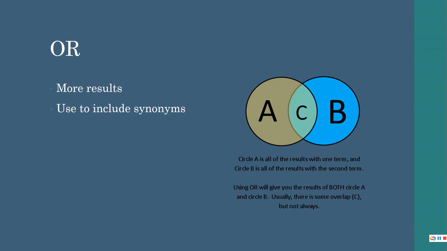The picture illustrates what using or does to your search. Circle A is all the results with one term, and Circle B is all the results with the second term. Using or will give you the results of both Circle A and Circle B. Usually there's some overlap, C, but not always.